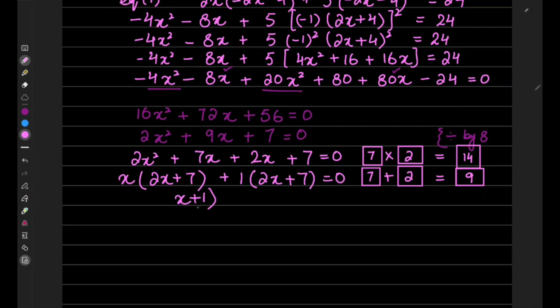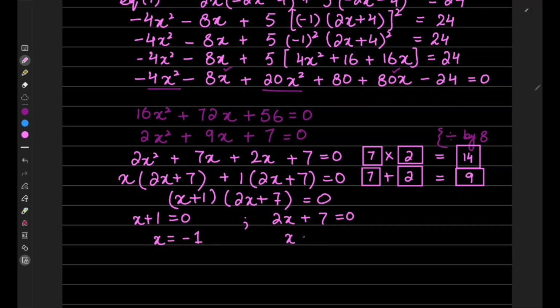The factors that we get are (x + 1)(2x + 7), and from here we get the x values. Either x + 1 = 0 or 2x + 7 = 0. So x is either equal to -1 or x is equal to -7/2.